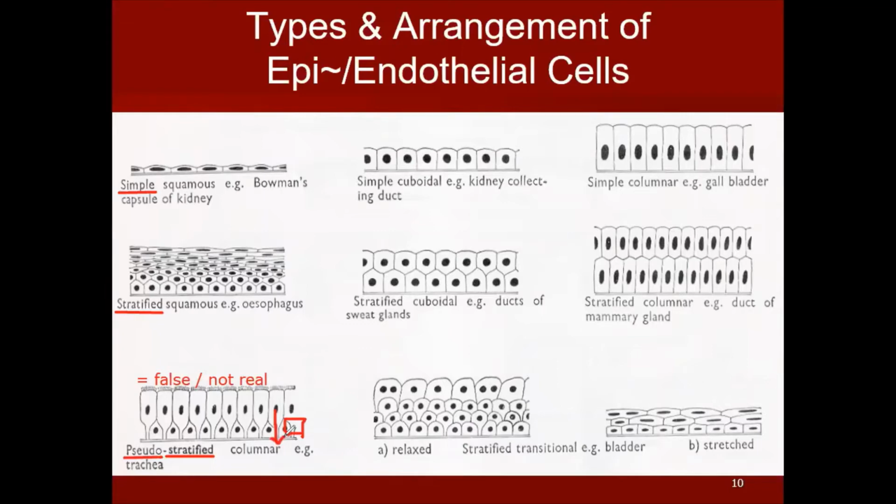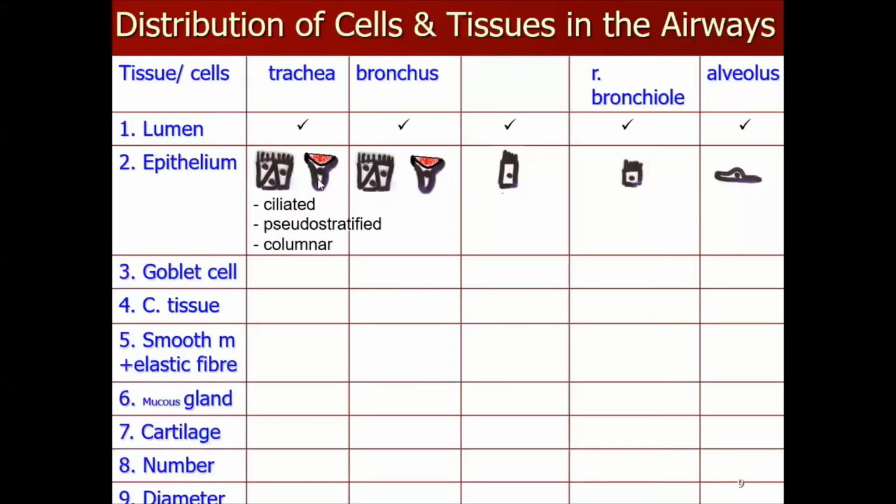Okay, what is that pseudo? This cell here is ciliated, and it looks like multi-layer, but actually it's only a single layer because all the cells are attached to the base, right? So it's called pseudo-stratified and columnar. Therefore, in all, you call this cell a ciliated pseudo-stratified columnar epithelial cell.